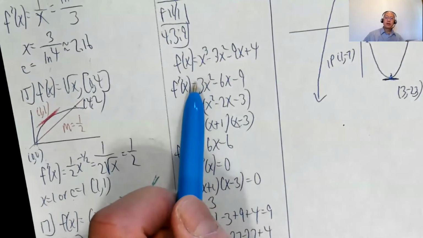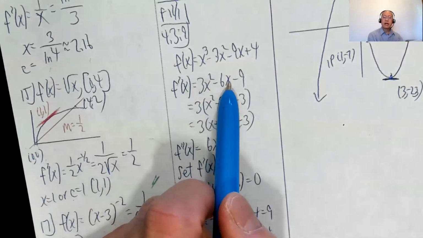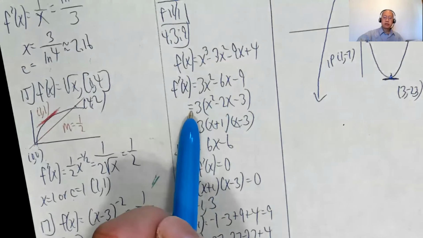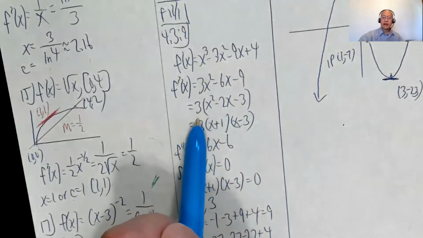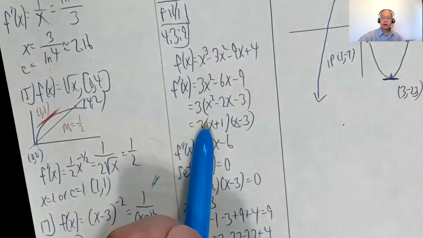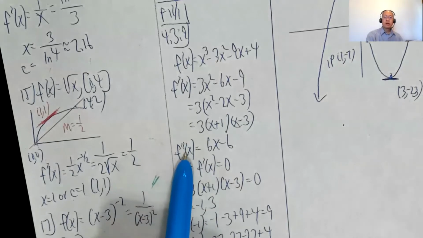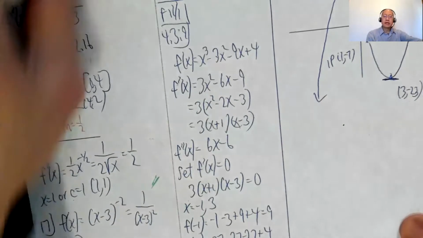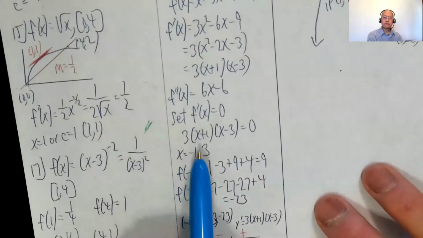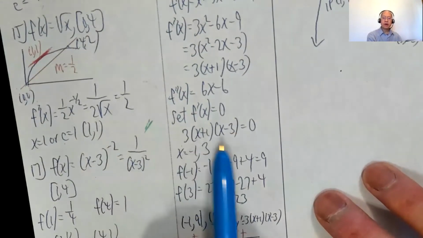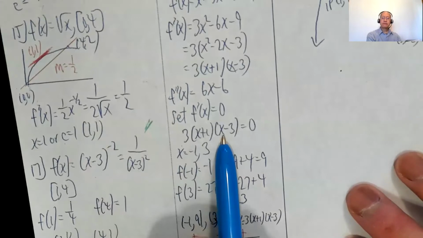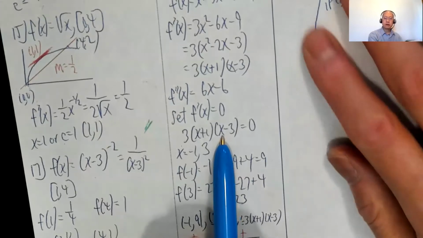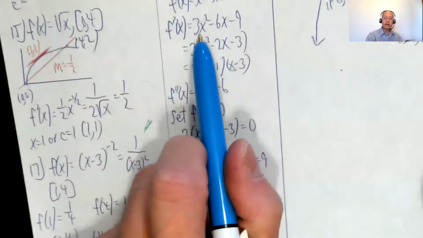Take the first derivative, 3x squared minus 6x minus 9. And if you can factor, factor out the 3 and factor further: 3 times x plus 1, x minus 3. Second derivative, 6x minus 6. Okay, set the first derivative equal to 0. x equals -1 and 3. Find the y coordinates. So the function values, plug in -1 and 3.